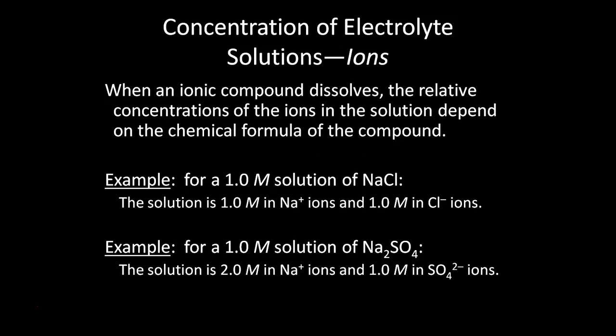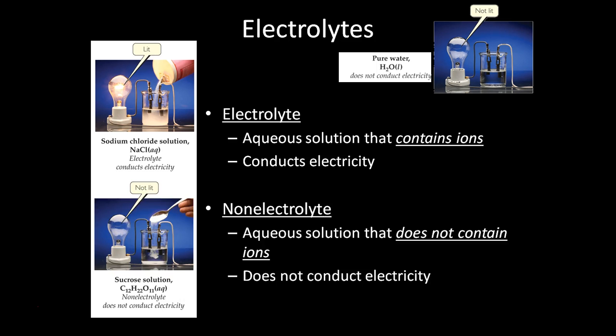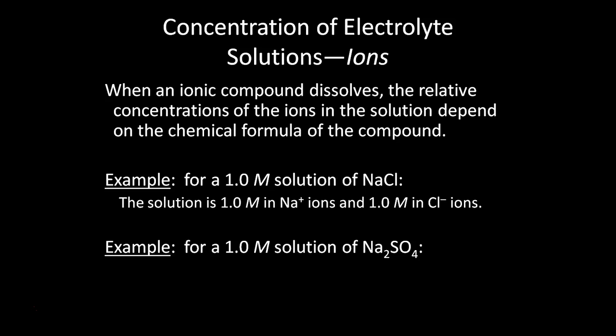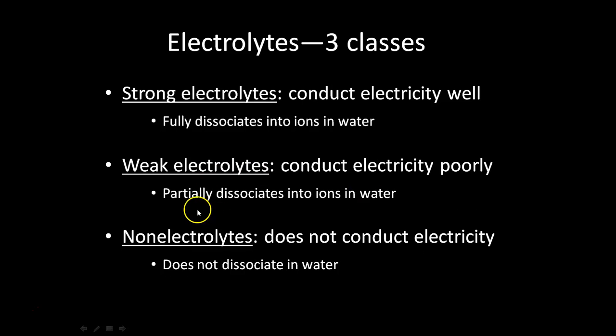So if we go back to some of our chemical formulas, if this was a weak electrolyte, some of it would break into sodium ions and chloride ions, but some of it would stay as sodium chloride. Now this is actually a strong electrolyte, so that wouldn't be the case for this example, but that's just a general example for weak electrolytes. So a weak electrolyte only partially dissociates into its ions in water. A lot of it stays as the formula unit.